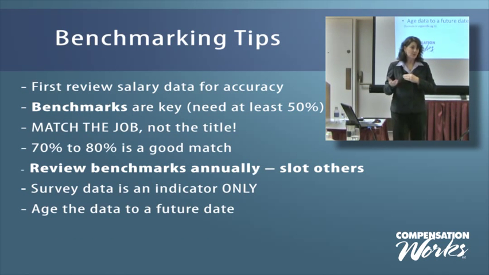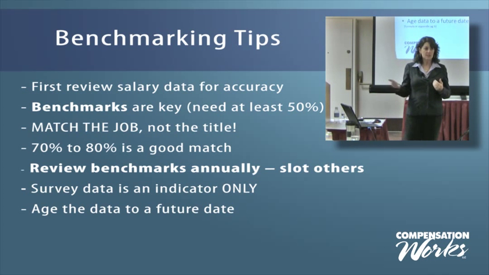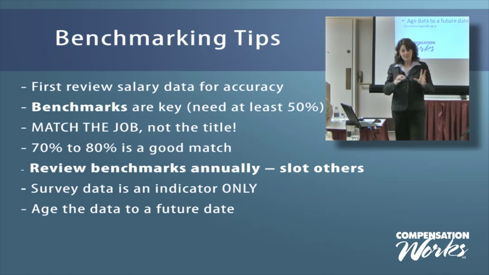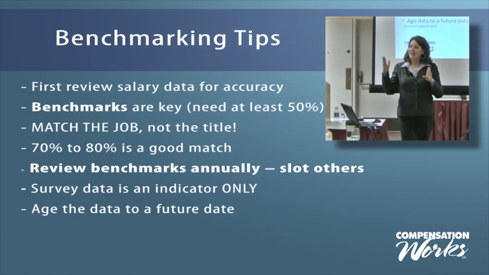First, make sure that the salary survey you're using is actually good. Benchmarks are the key. Match the job, not the title. There's a couple of compensation self-help books out there that say to match titles. Never ever match titles, because one person's administrative assistant is another person's office clerk. 70 to 80% of the job overlap is a good match. Look at the data annually. Remember that the survey data is an indicator only. It's an indicator of what the market rate is. You need to age the data.